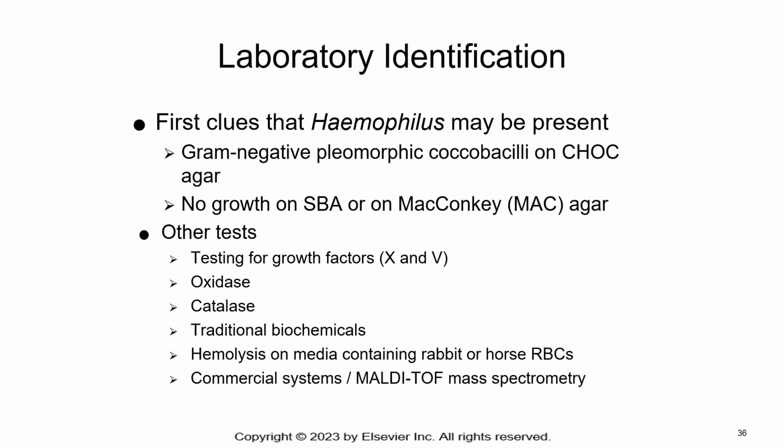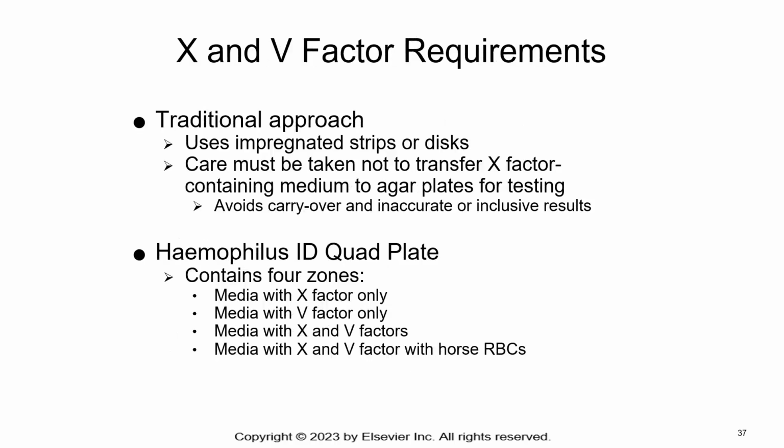First clues that Haemophilus may be present: gram-negative pleomorphic coccobacilli on chocolate agar, and no growth on SBA or MacConkey. Other tests are listed below here, and we use a MALDI-TOF for identification. X and V factor requirements: the traditional approach uses impregnated strips or discs. And now we have an ID quad plate.